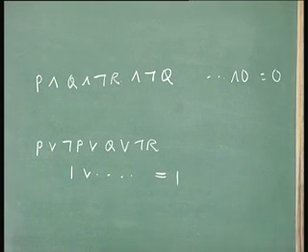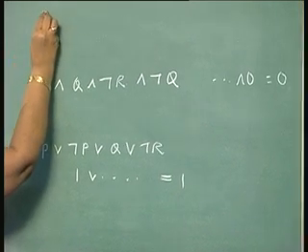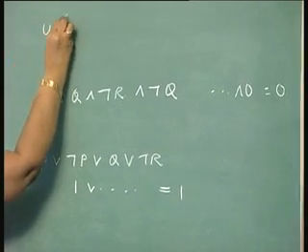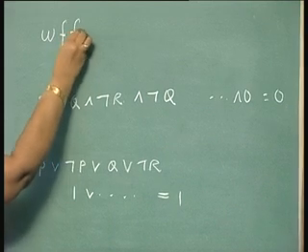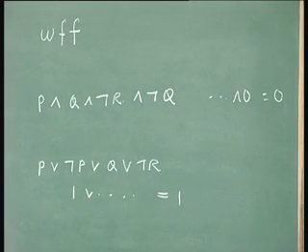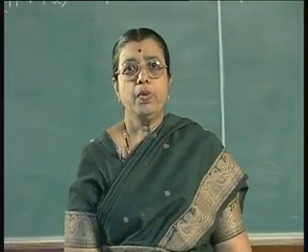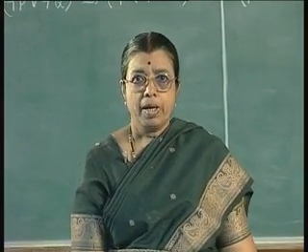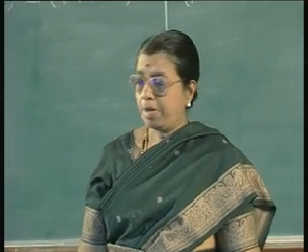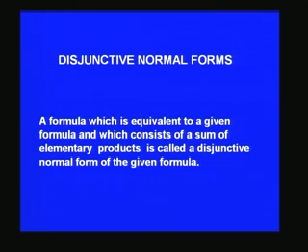Now, any formula involving the connectives using propositional variables is called a WFF, or well formed formula of propositional logic. Any well formed formula of propositional logic you can bring into conjunctive normal form or disjunctive normal form. First, let us define what is meant by that.